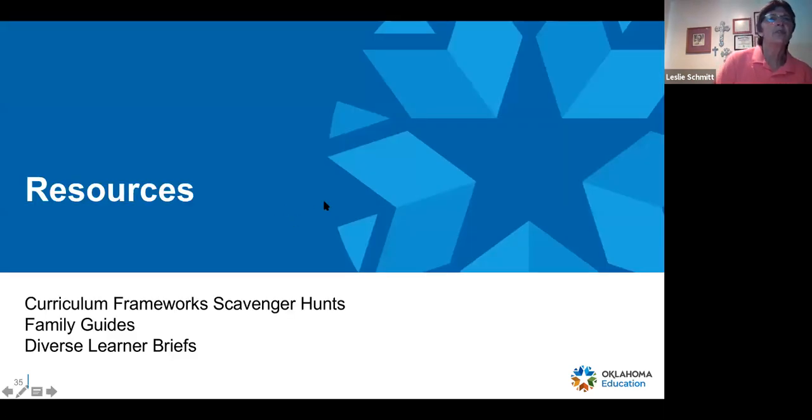Additional resources that are offered include the curriculum frameworks scavenger hunts. On the next page, I'll give you a link to that, and we'll also be sharing this information in our ATSI hub. We'll take a quick look at the family guides as resources from the State Department, and also the diverse learner briefs from the State Department.